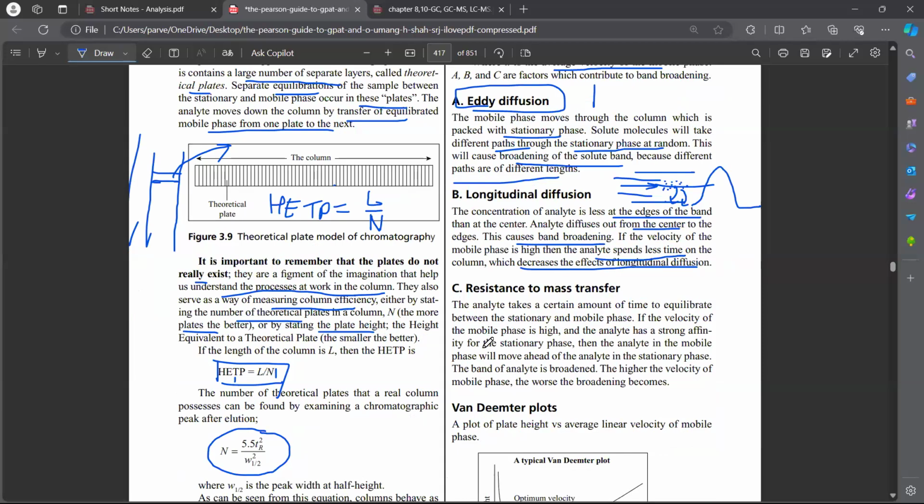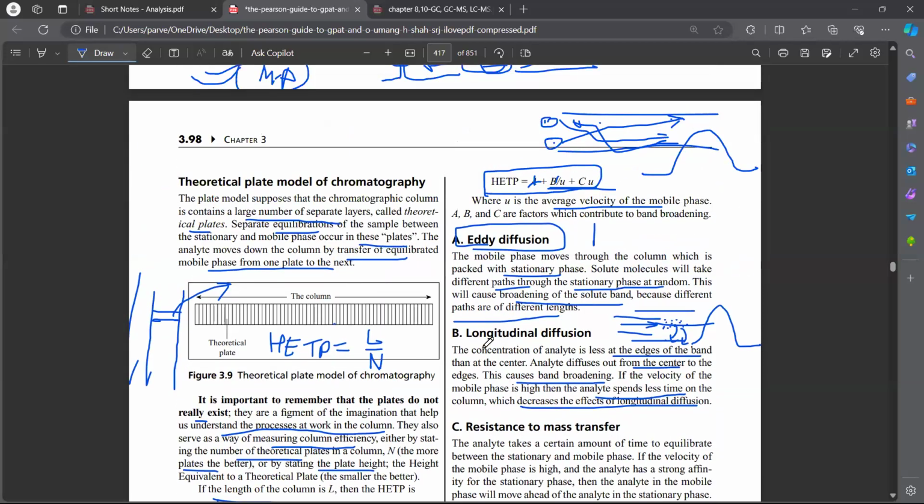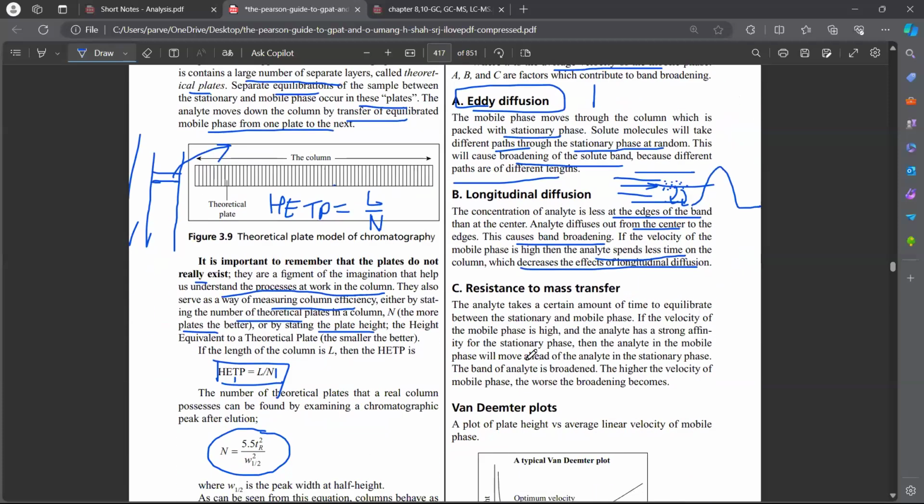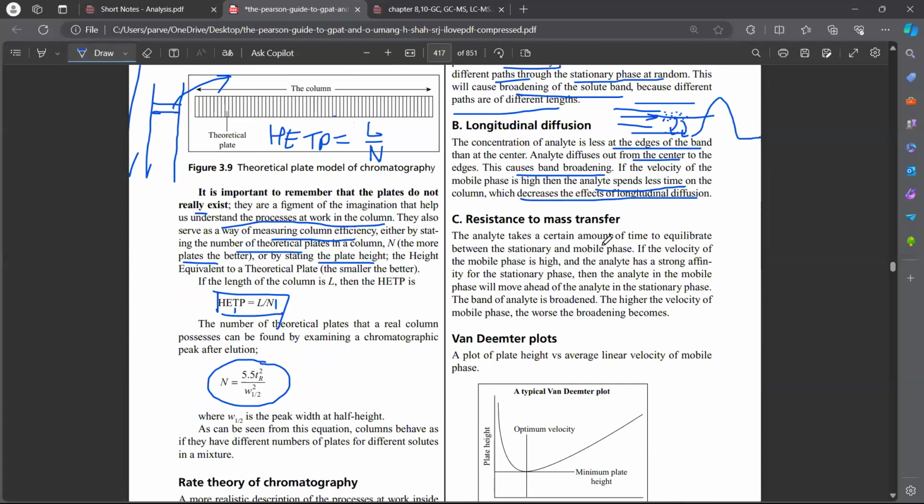Next, the third term C is the resistance to mass transfer. Basically, it indicates that the analyte takes a certain amount of time to equilibrate between the stationary and mobile phase. If the velocity of the mobile phase is high and the analyte has a strong affinity for the stationary phase, then the analyte in the mobile phase will move ahead of the analyte in the stationary phase, and the band of the analyte is broadened. Higher velocity of the mobile phase increases the broadening process.